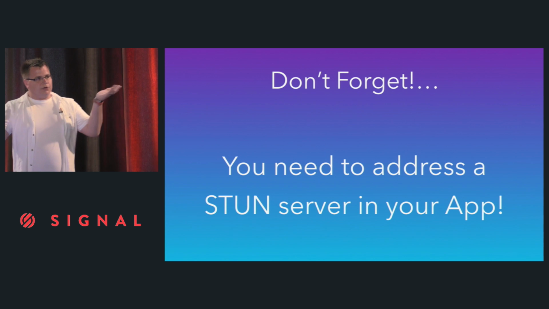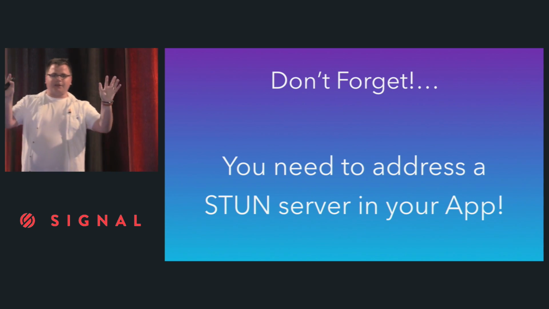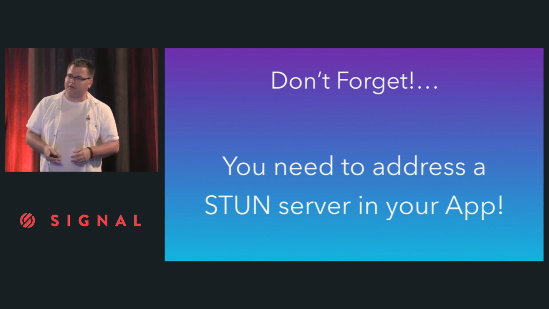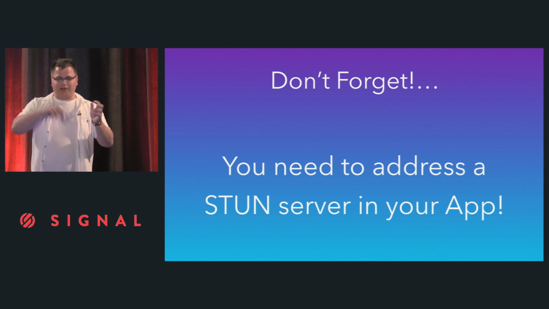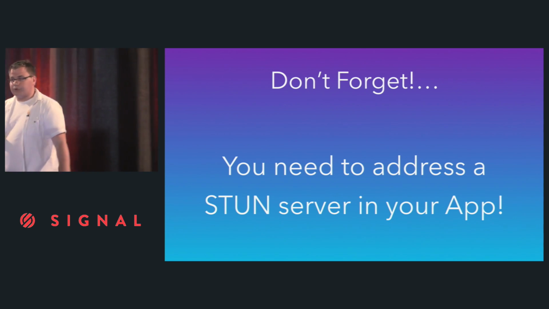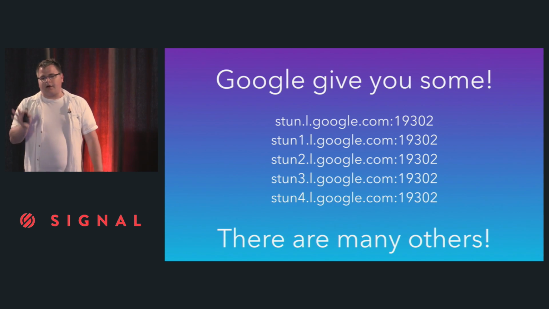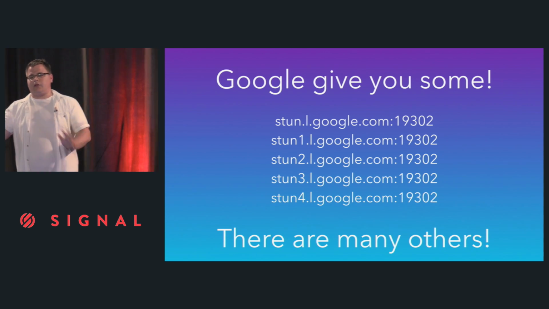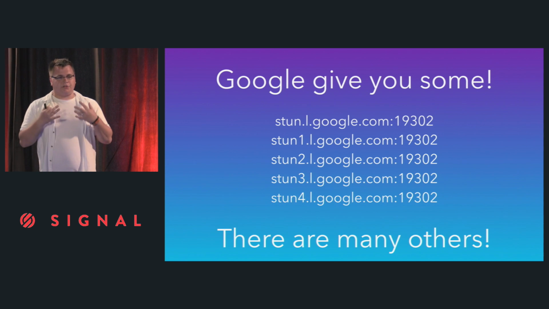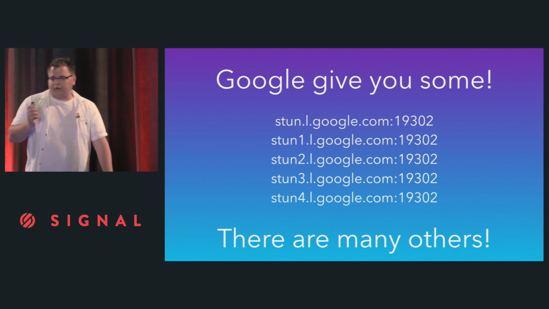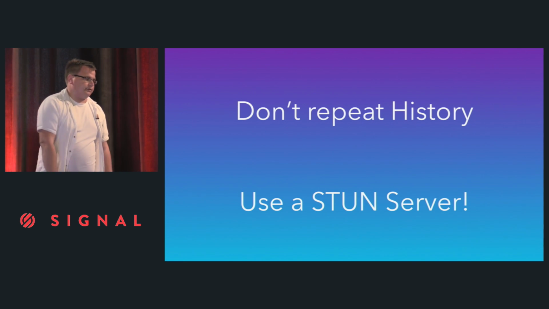This is why our two-tab app always failed as soon as you went outside the network, because we never addressed a STUN server. And so you were never able to find out what your other peers' public IP address was. Google, nice people, give you access to some. I know loads of other companies do too, because it's used within VoIP. So don't repeat history, use a STUN server.